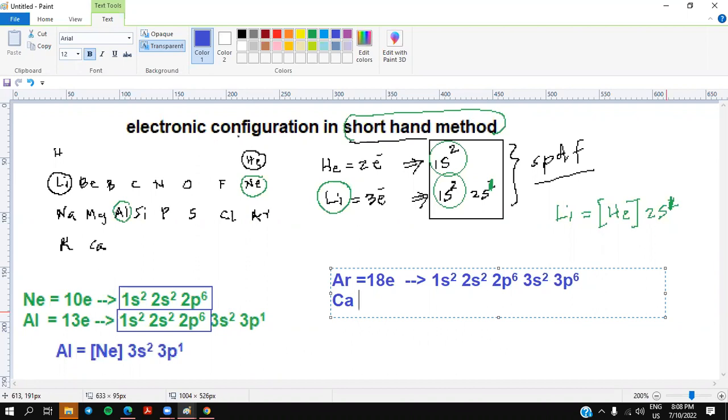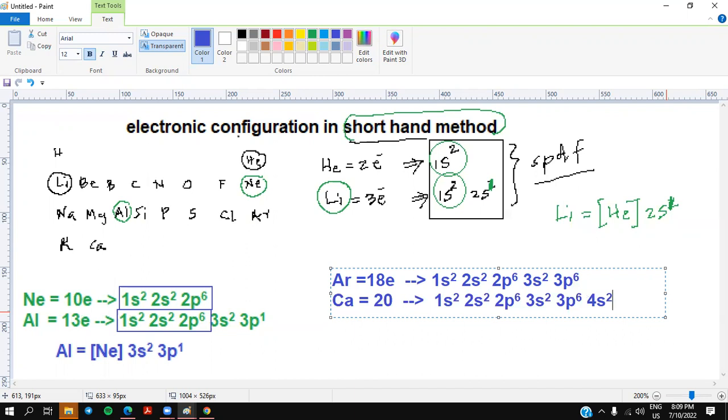Now I'll write electronic configuration for calcium. I said calcium. Calcium has 20 electrons. For 20 electrons, electronic configuration is 1s2, 2s2, 2p6, 3s2, 3p6. After 3p6, we have 4s2.